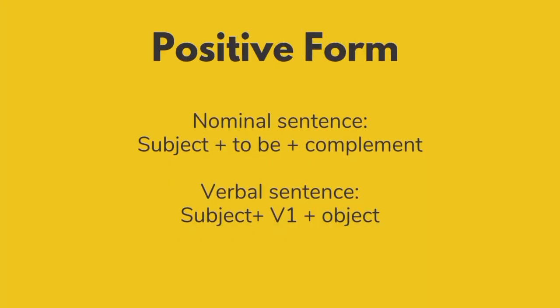Alright, here is the pattern of simple present tense in the positive form. In the nominal sentence, the pattern is subject plus to be (is, am, are) plus complement or adverb. In the verbal sentence, the pattern is subject plus verb 1 plus object.